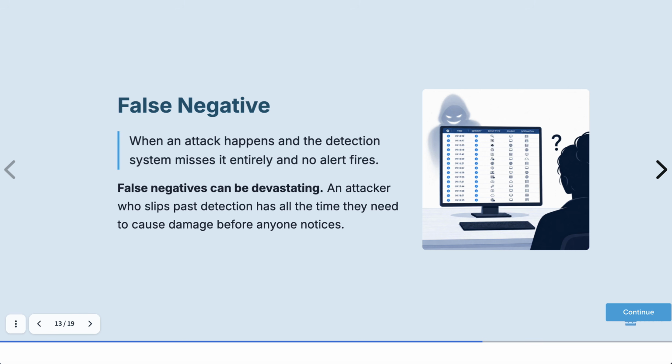A skilled attacker who studies published signatures can craft a payload specifically designed to match none of them. Anomaly-based and hybrid detection are much harder to bypass because they don't rely on knowing what an attack looks like in advance.